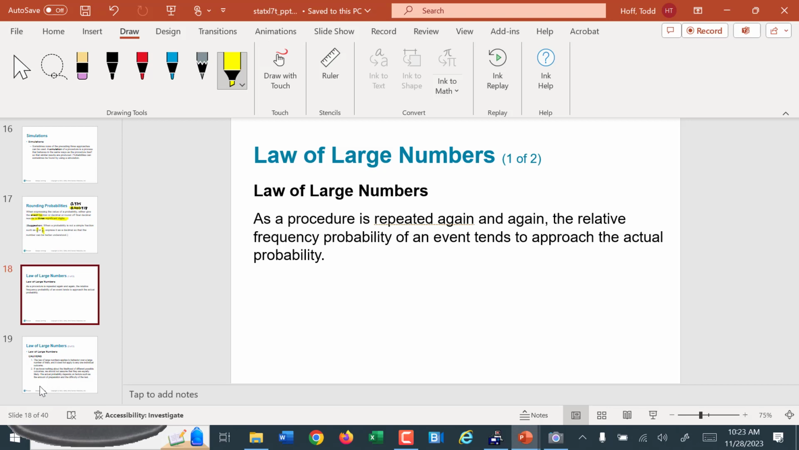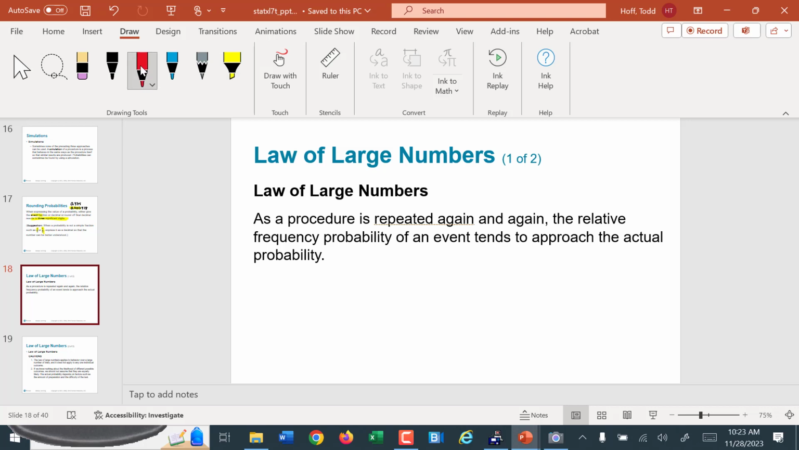The law of large numbers. This is the mainstay of probability, but it's also where probability connects with statistics. What the law of large numbers is saying is the more often we repeat something, the more trials we complete, the closer that probability gets to the real true probability.